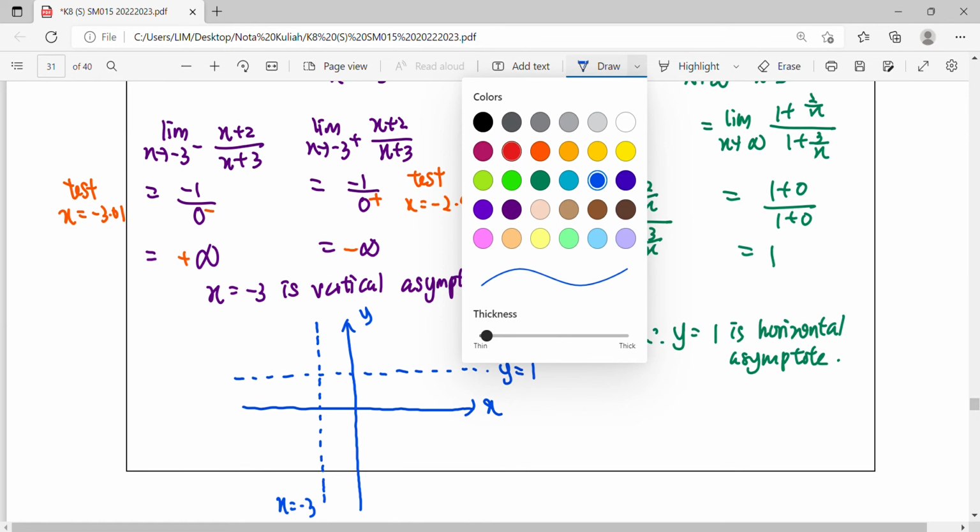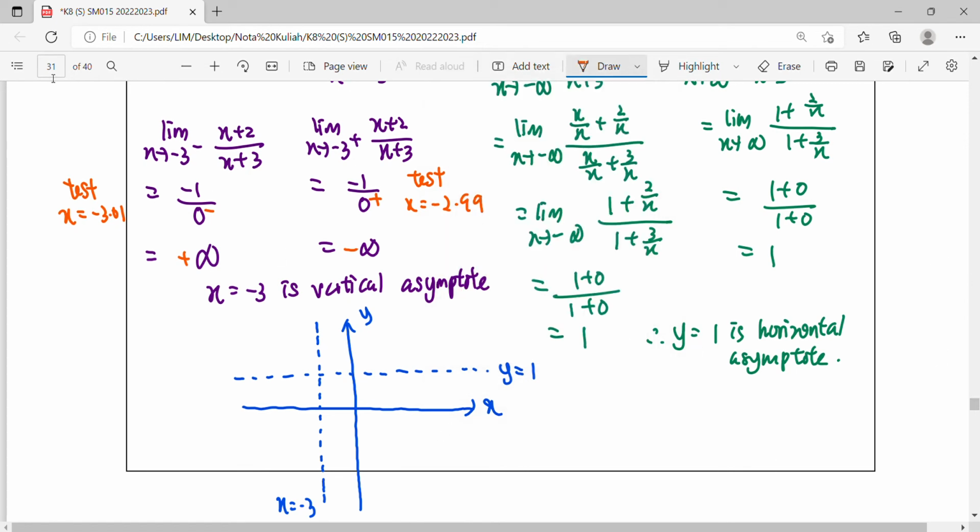Then analyze your calculation here. Look here. When your limit x approaches -3 from the left hand side, meaning this side, your function is going to positive infinity, meaning your function is going up. When your limit for x approaches -3 from the right hand side, this side, this is your -3, right? Your function is going to negative infinity, so your function is going downwards.